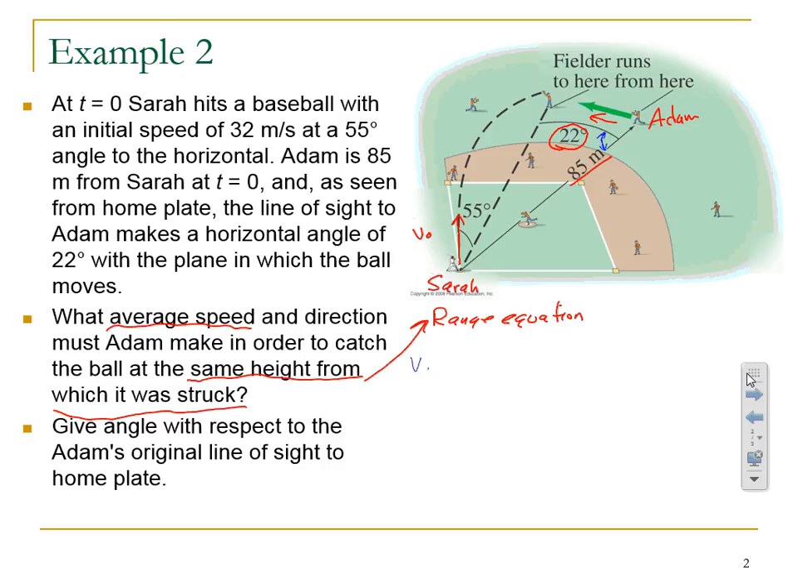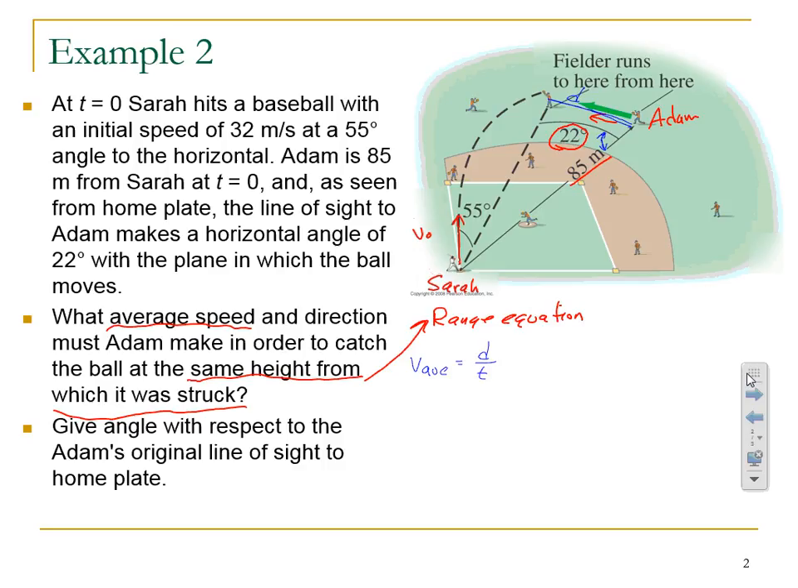So we have a V average, and an average velocity is always some distance over time. And so it's going to be some distance that Adam needs to cover divided by time. And so I'm going to draw this line here in blue. This is the distance D that Adam needs to cover to catch the ball. And the time is going to be the time that the ball's in the air.